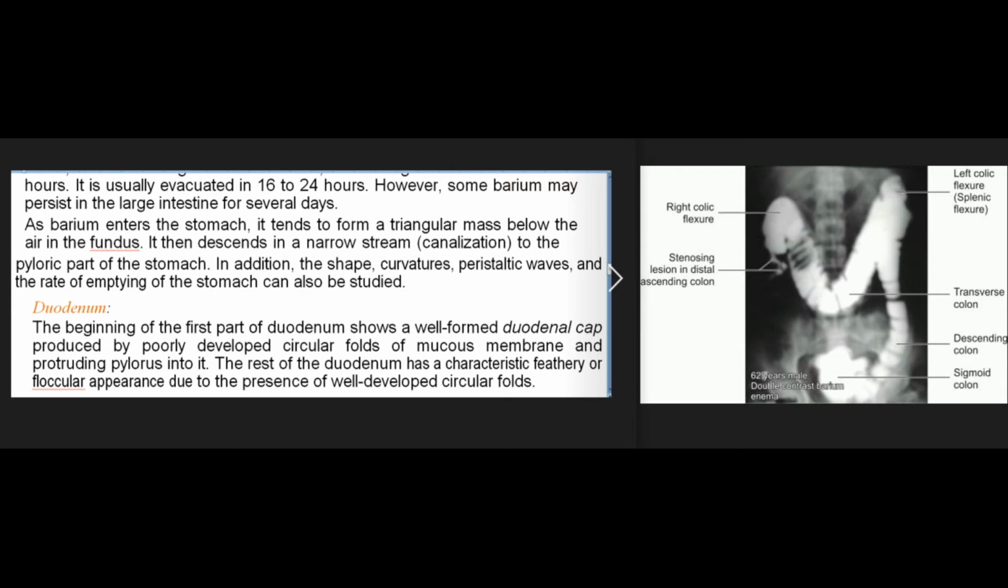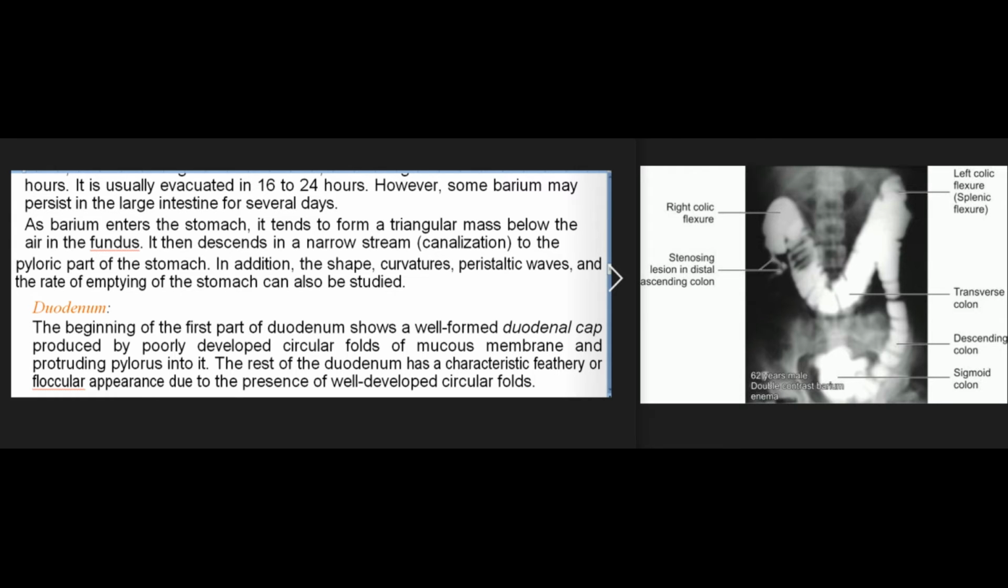As barium enters the stomach, it tends to form a triangular mass below the air in the fundus. It then descends in a narrow stream, canalization, to the pyloric part of the stomach. In addition, the shape, curvatures, peristaltic waves, and the rate of emptying of the stomach can also be studied. Duodenum. The beginning of the first part of duodenum shows a well-formed duodenal cap produced by poorly developed circular folds of mucous membrane and protruding pylorus into it.